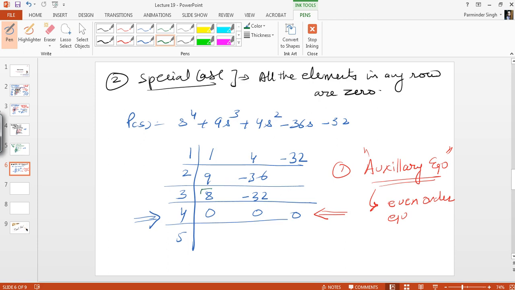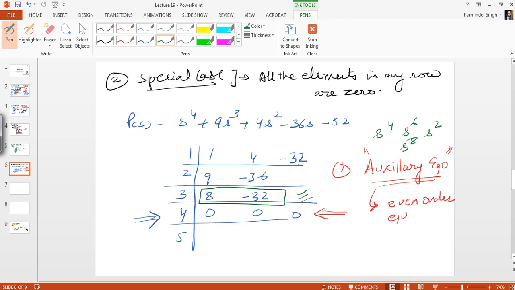So the auxiliary equation will be prepared from the entries just previous to this. That means we're going to prepare the auxiliary equation using these elements. Now suppose the zeros are coming in the sixth row, then the auxiliary equation will be prepared from the fifth row. Clear? Now we set the auxiliary equation to be even order. So it can be s^4, s^6, s^2, s^8, depending upon the number of elements there.